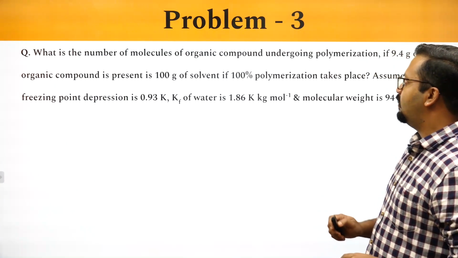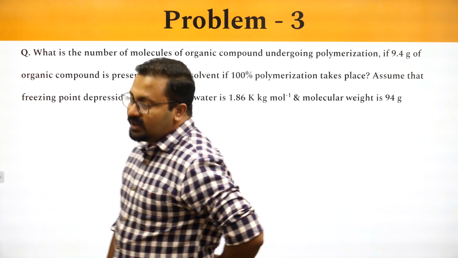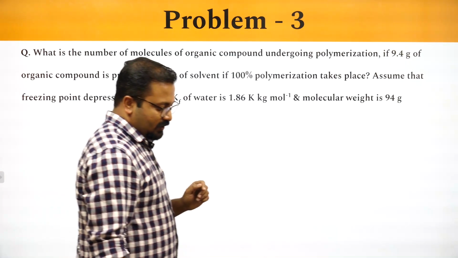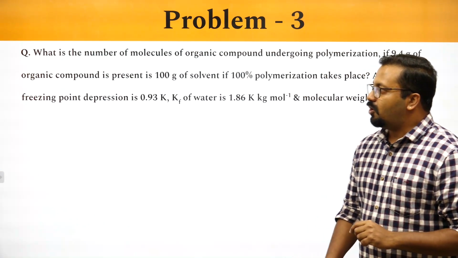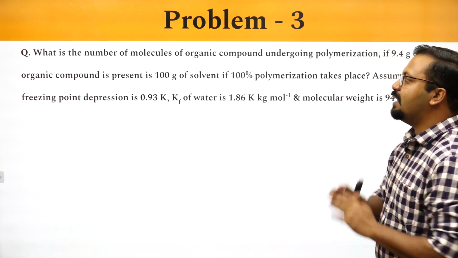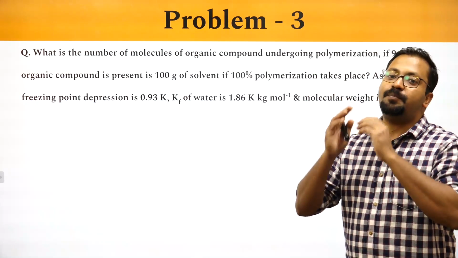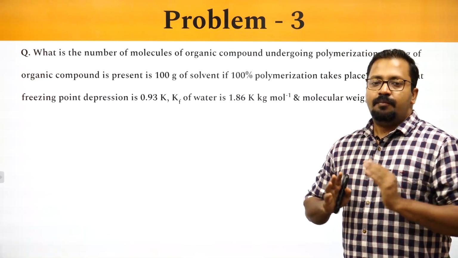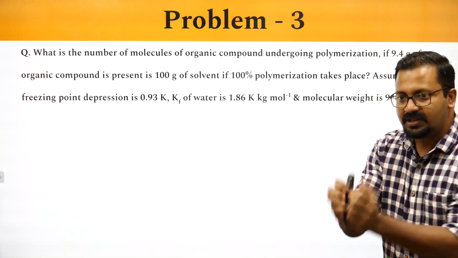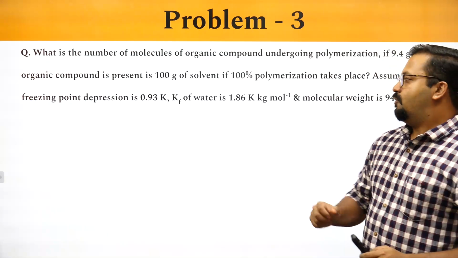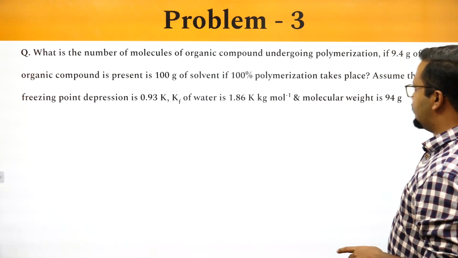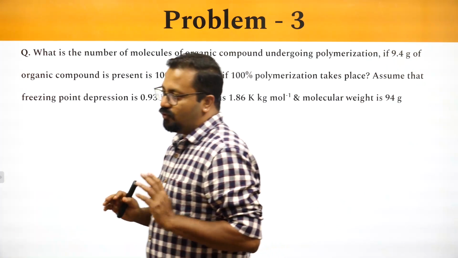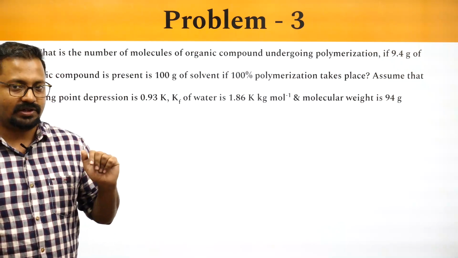Next question. What is the number of molecules of an organic compound undergoing polymerization if 9.4 gram of an organic compound is present in 100 gram of solvent and 100% polymerization occurs? Polymerization is a process of association. Amount of substance decrease करता है. So what will happen? Assume that the depression is 0.93 Kelvin. So what would happen in this situation? कैसे solve करना है क्वेश्चन को?